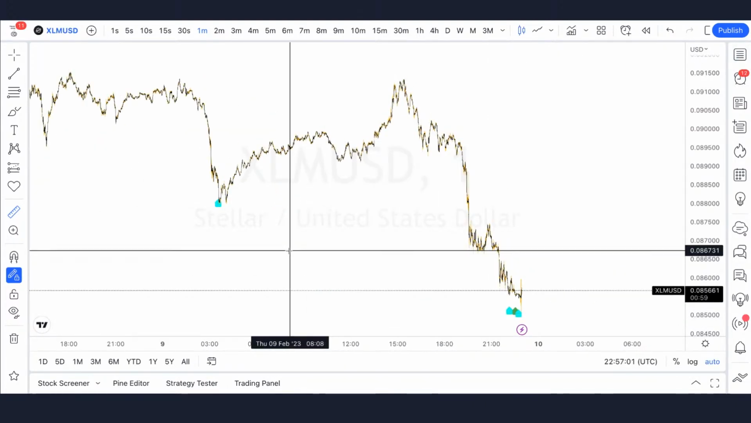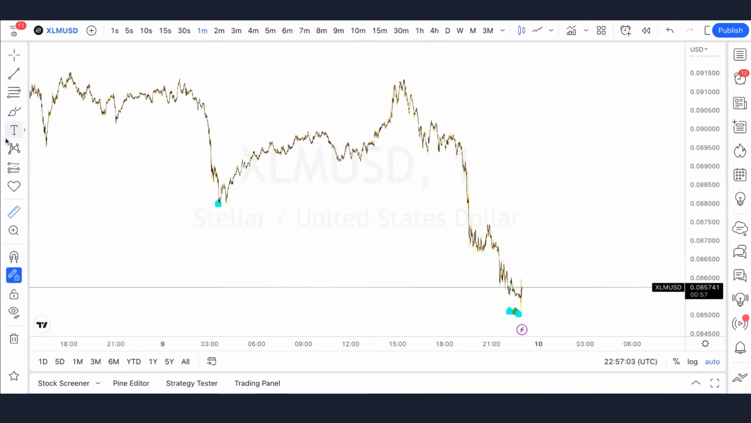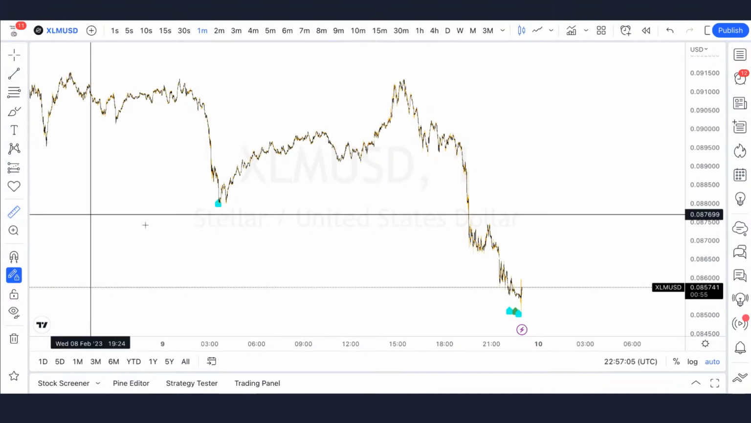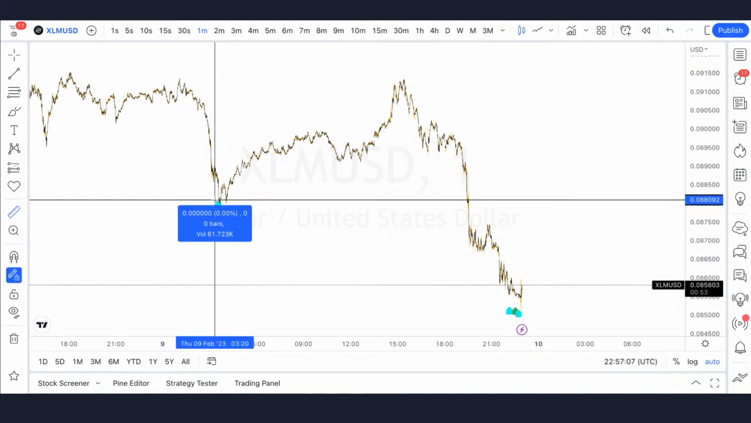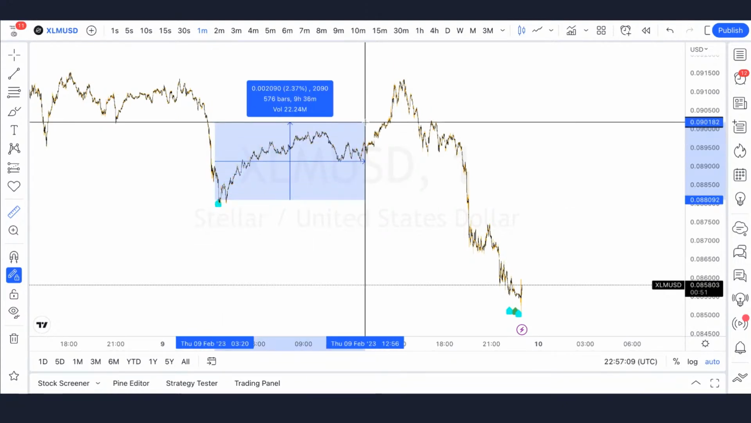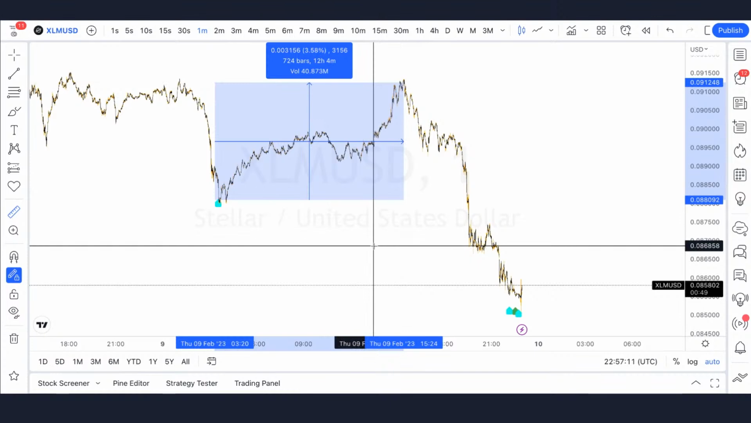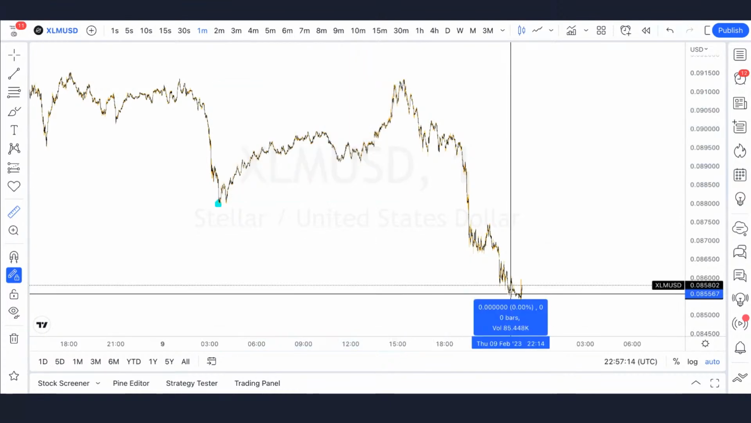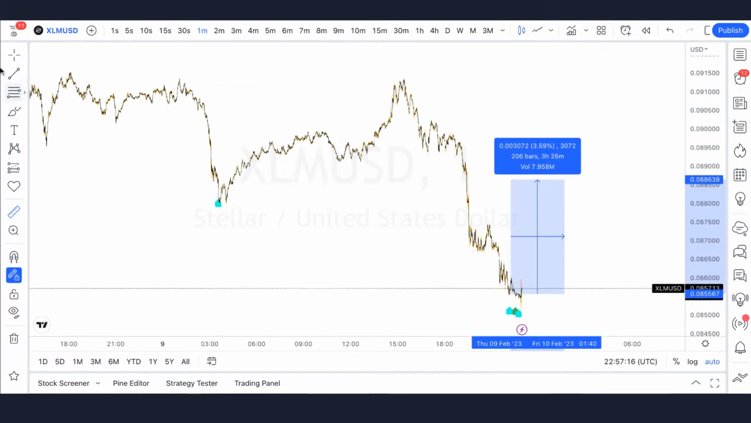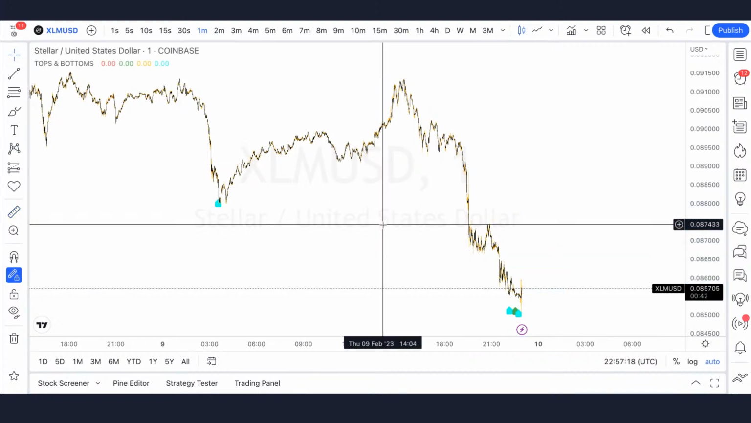Some bottoms being printed here on XLM, on Stellar Lumens. Brilliant trade here in the early hours of today. Sorry, could have picked up a nice little bottom there. Three market bottom indicators have been recently on there, so I could imagine there's going to be some profit available on that one.